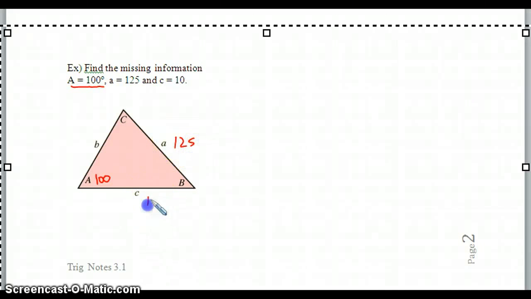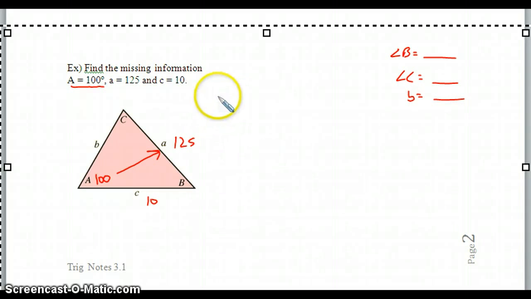So let's go through and label what we know. We have this angle-side opposite relationship, so we'll use the law of sines. Before I actually start that, let's list what we need to find. We need to find angle B and angle C and side B. So take the sine of 100, divide it by 125, and set that equal then to, because you know side C, you have to find angle C first, sine of C over 10.